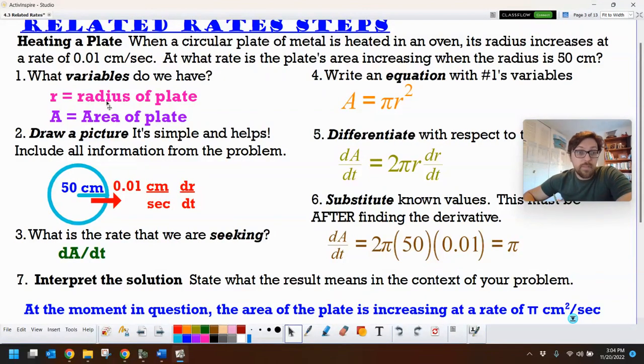In summary, for this page, we find a variable, draw a picture, figure out what we want, write an equation, differentiate implicitly, then substitute. Make sure you substitute after you differentiate, and then finally interpret the value that we get.